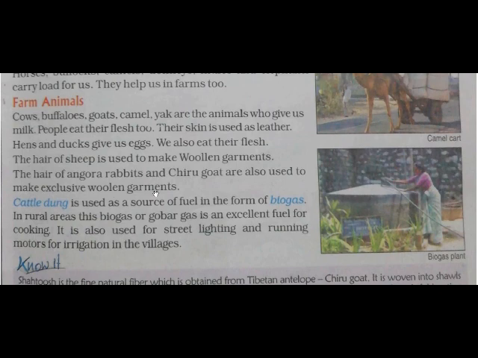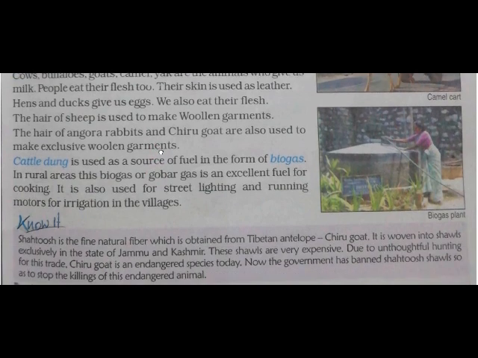So cows, buffalo, goat, camel and yak are the animals who give us what? Milk. We can get milk from them, and their flesh can also be taken. Their skin is used as leather. I have told you earlier about the skin of animals, cow skin and other animal skin, which we can use for making leather. Hens and ducks, what do they give? They give us eggs and flesh. The hair of rabbit can be used for making woolen garments, and the hair of Angora rabbit, a rabbit named Angora, and Chiru goat are also used for making woolen garments. So I hope all of you have understood till this much.